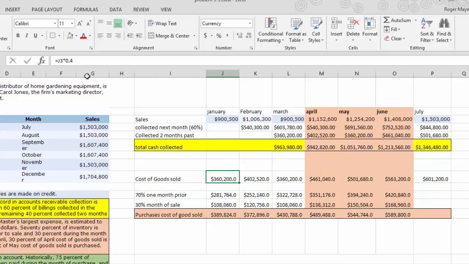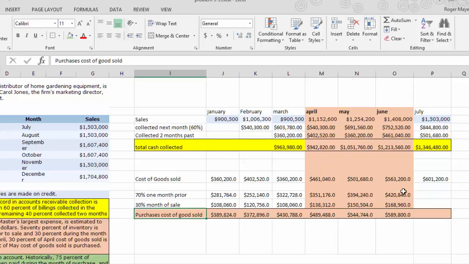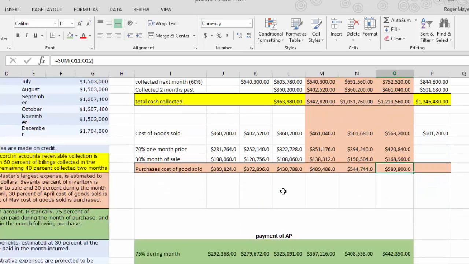Now our cost of goods sold essentially is coming from 40% of our sales. So 40% of our sales is coming down over here. In June we have sales of $1,408,000. 40% of that is $563,000. The 70% 1 month prior again is where we are actually purchasing these. So the purchase of goods is these numbers that we see down here. And again, it's 70% 1 month prior and 30% the month of the sale.